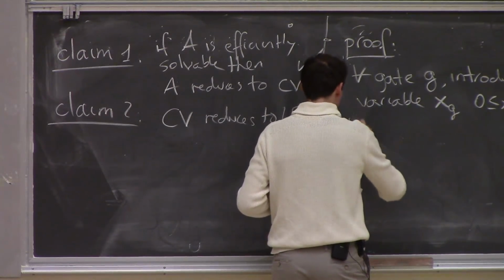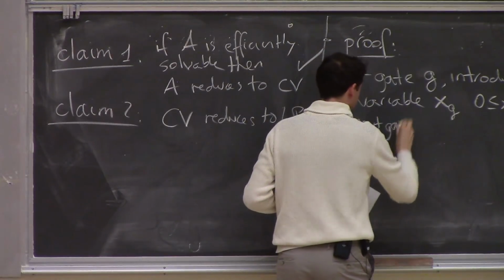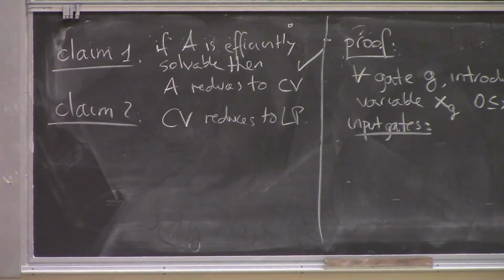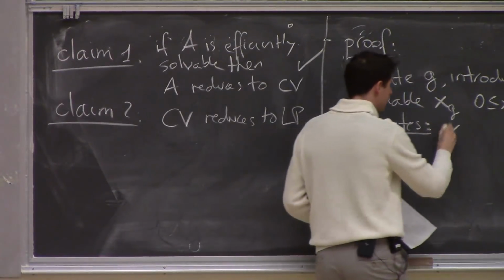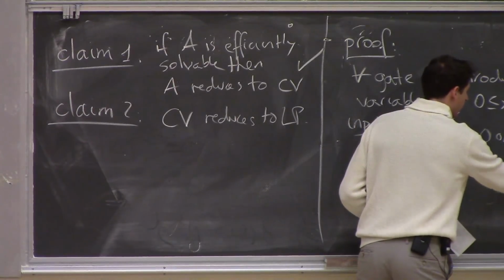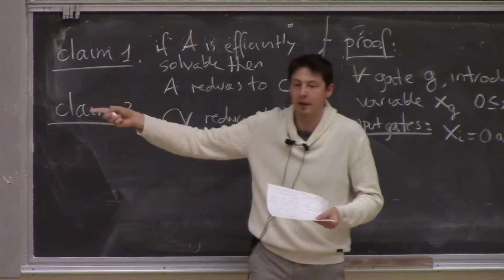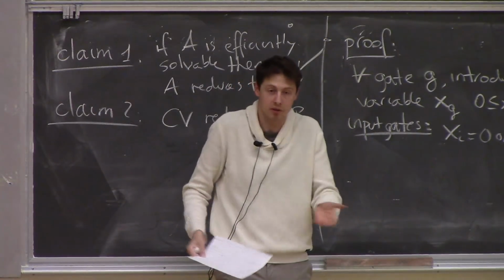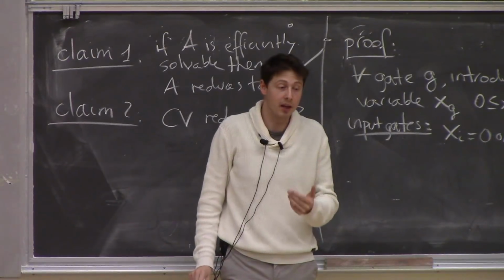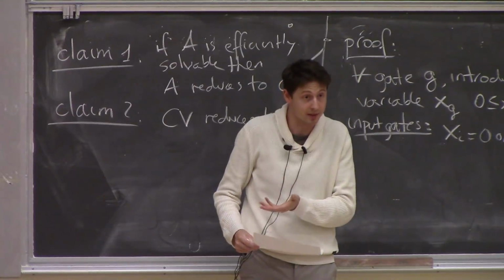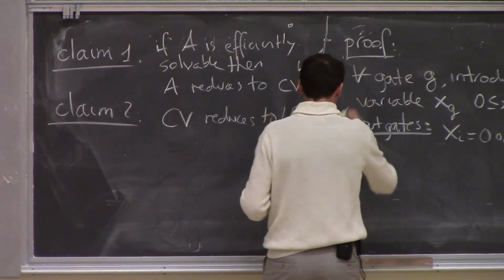Then, for the input gates, well, they're already linear, so let's just copy them, right? So for the input gates, introduce the constraint either x_i equals 0 or x_i equals 1 as needed. It depends on what you had there. So for every gate, if it is an input gate, put in the constraint x_i equals 0 if that's what the circuit wanted. Otherwise, put x_i equals 1 if that's instead what the circuit wanted. All right, so the input gates are easy.